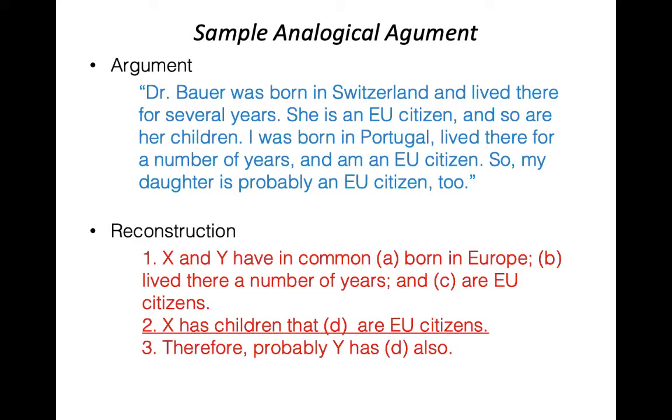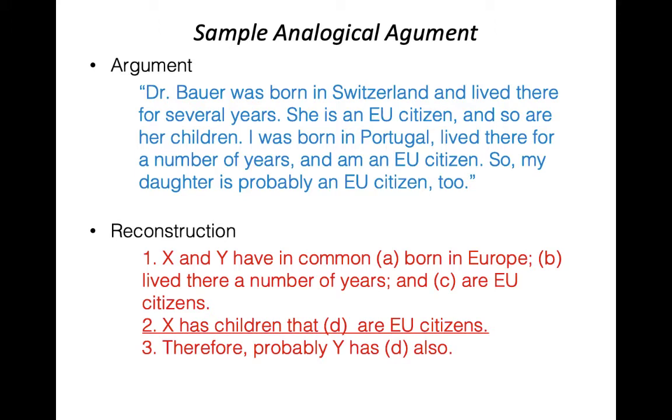Here's a sample argument. And again, we always have to reconstruct these so we may more clearly see the relation between the evidence and the conclusion. Dr. Bauer was born in Switzerland and lived there for several years. She is a European Union citizen, and so are her children. Now, I was born in Portugal, lived there for a number of years, and am an EU citizen. So my daughter is probably an EU citizen too.